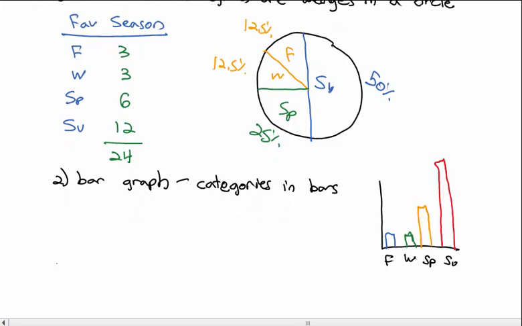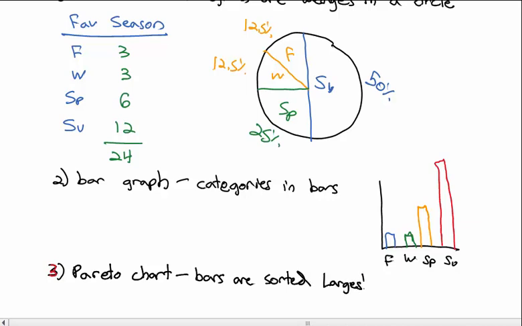A variation on a bar graph, which isn't too exciting with this example, is what we call a Pareto chart, if I can spell it right. P-A-R-E-T-O. And it's a special bar graph where the bars are sorted largest to smallest.